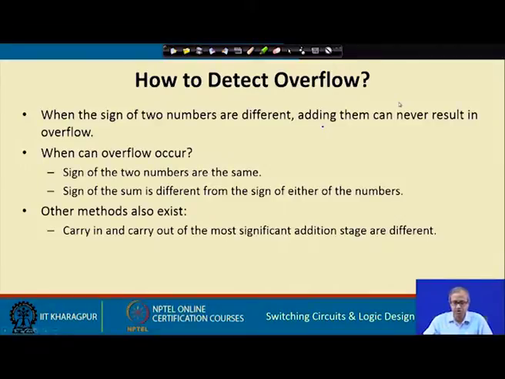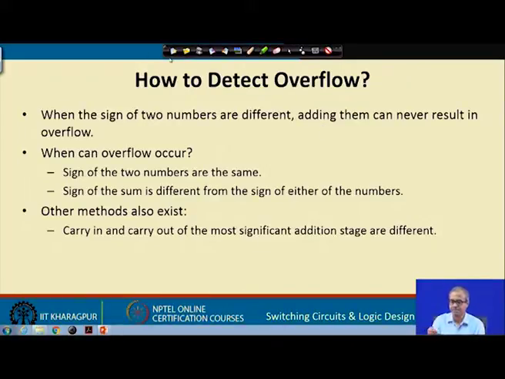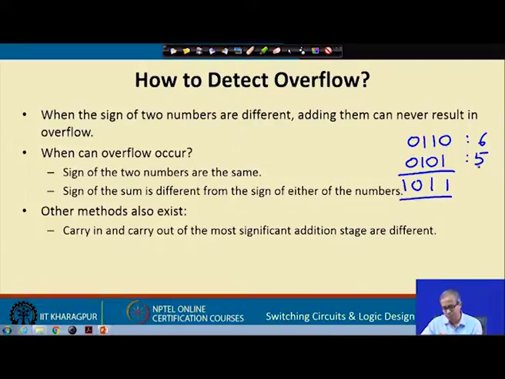So, the last thing we talk about today is that suppose we are doing an addition, it may so happen, let us take a small example. Suppose there are two positive numbers. Let us say 0 1 1 0, this represents 6, and let us say 0 1 0 1, this represents 5. I want to add them up. It is 1 1 0 1. Now, you see 6 and 5 is supposed to be 11. Now, if I add them up, you see the most significant bit is becoming 1, which indicates the number is negative.